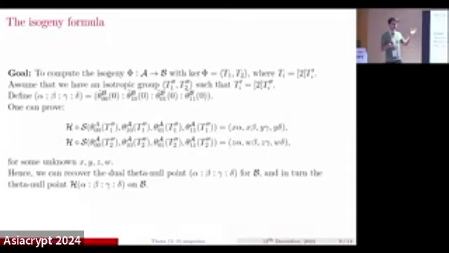And as I said before, once you have the theta null point, you actually have a full description of your image abelian surface. And this is basically the main idea behind the isogeny formula that we describe in the paper.